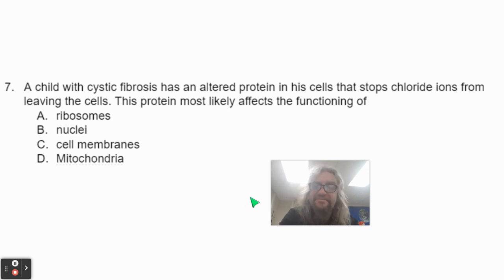Question 7. A child with cystic fibrosis has an altered protein in his cells that stops chloride ions from leaving the cells. This protein most likely affects the functioning of A, ribosomes, B, nuclei, C, cell membranes, D, mitochondria.